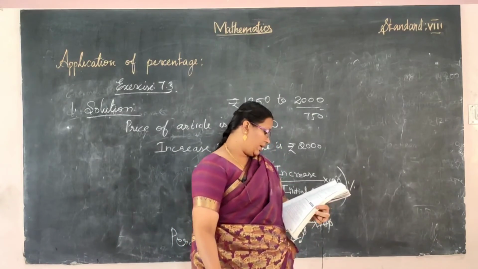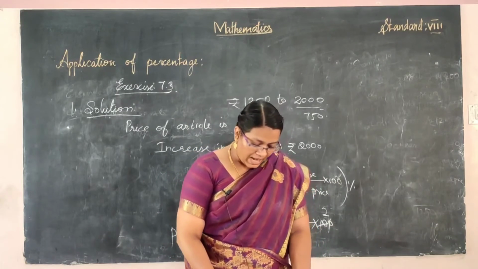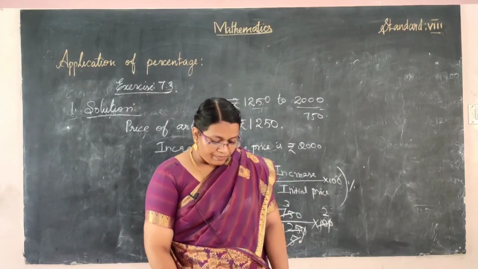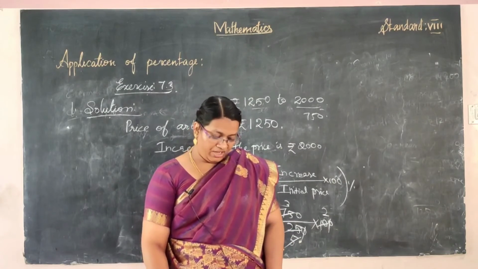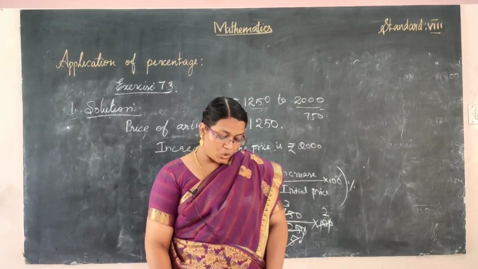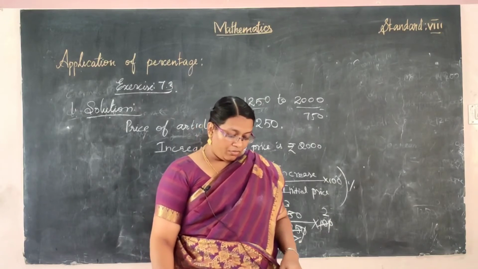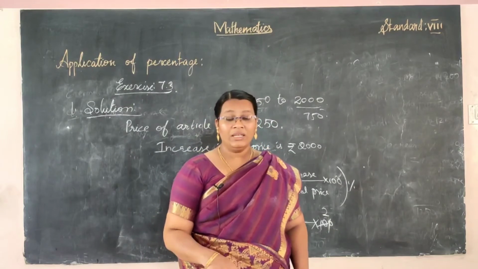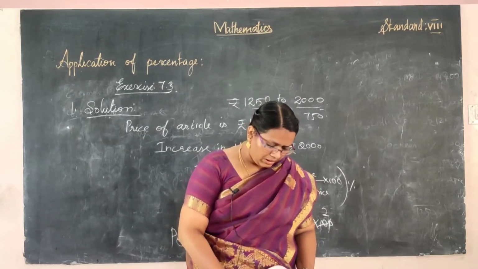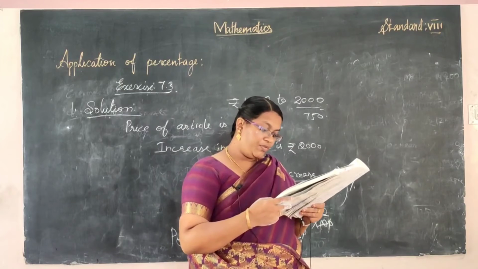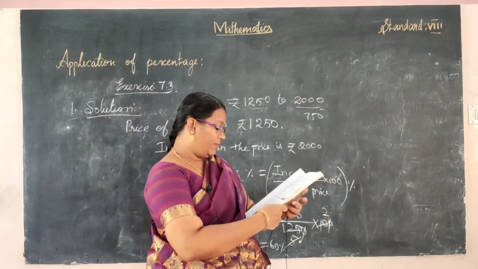And the second one: in a class, 25 percentage of the students have opted for Sanskrit language and the remaining 45 students opt for French language. Find the total number of students in a class. Also find the number of students who have opted for Sanskrit. First we have to find the x value, and also the number of students who opt for the Sanskrit language.